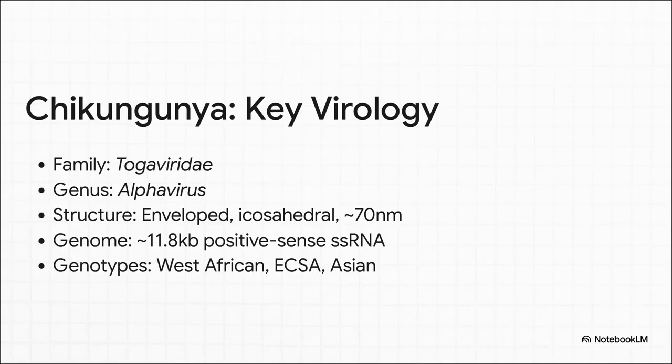Let's get the basic virology out of the way, just for context. Chikungunya virus is part of the Togaviridae family in the alphavirus genus. We're looking at a pretty small enveloped particle with a positive-sense single-stranded RNA genome. And genetically, it's split into 3 main genotypes that, for a long time, stayed in their own parts of the world. But, as we'll see, that all changed.